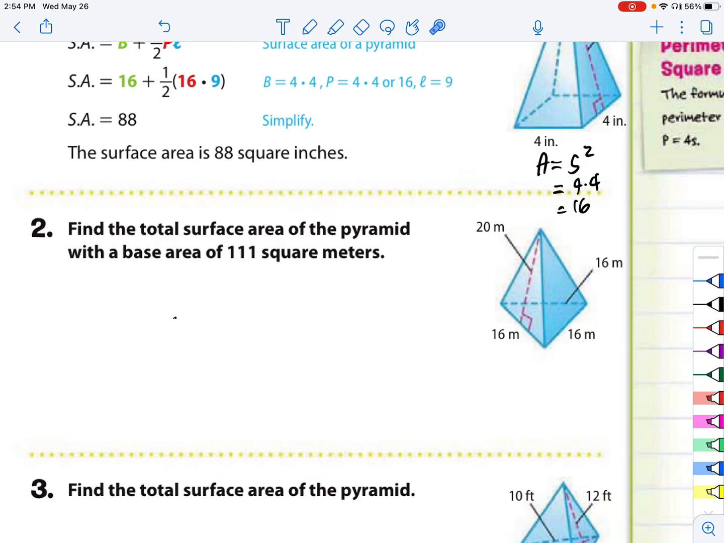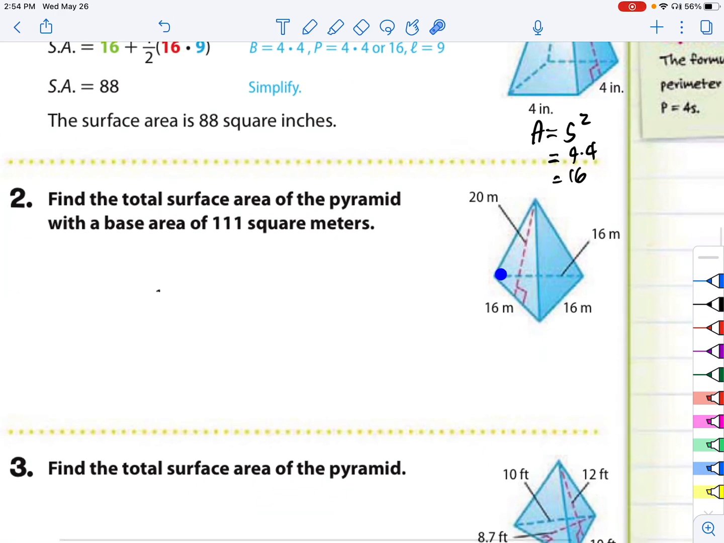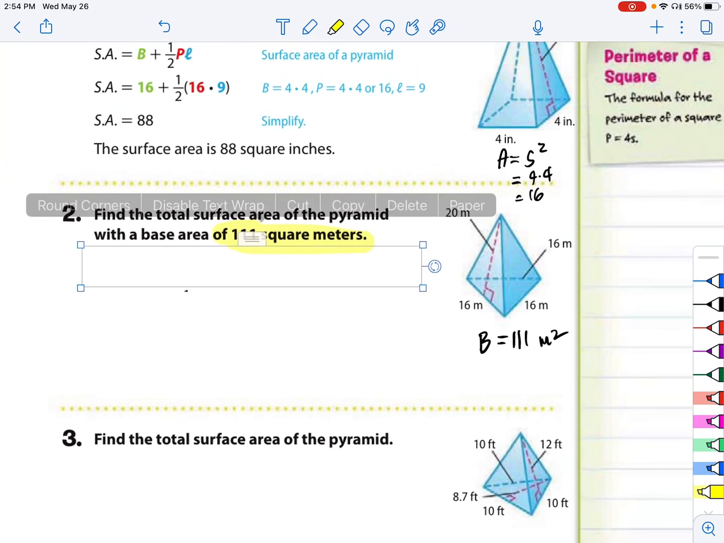Okay, so find the total surface area of this pyramid with a base of 111 square meters. In this case, we don't even have to compute the base, because we know that capital B is equal to 111 square meters. That tells us right there. So all we need to do is find the lateral area of our pyramid. So what do we do?